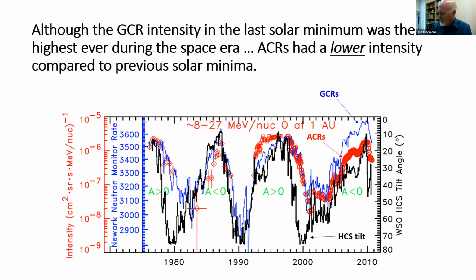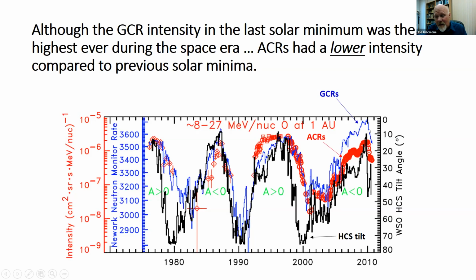The other little puzzle I would like to mention is, again, there's been a couple of papers on this. I don't think it's a solved problem, but it's an interesting one. Forget about the black curve for now. The black curve is essentially the heliospheric current sheet tilt angle, but I haven't really talked about that yet.